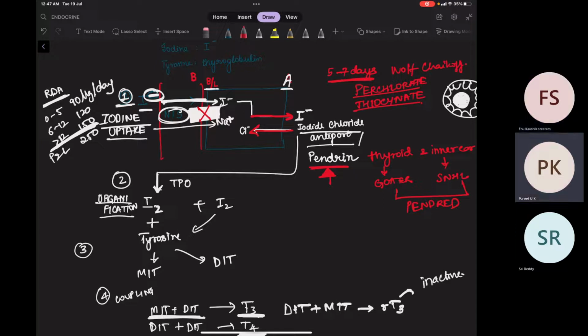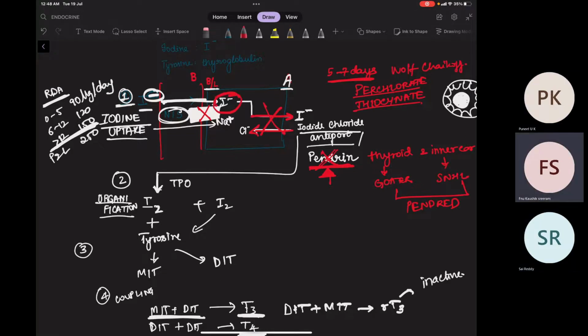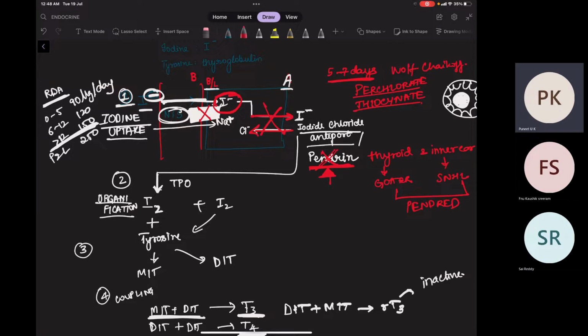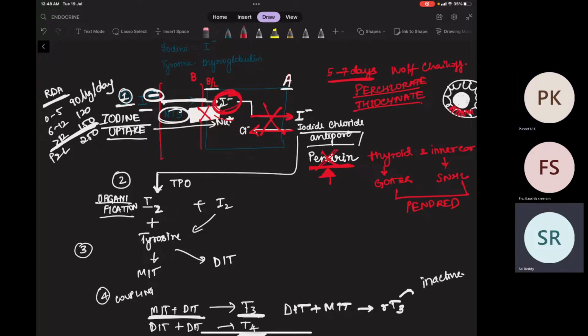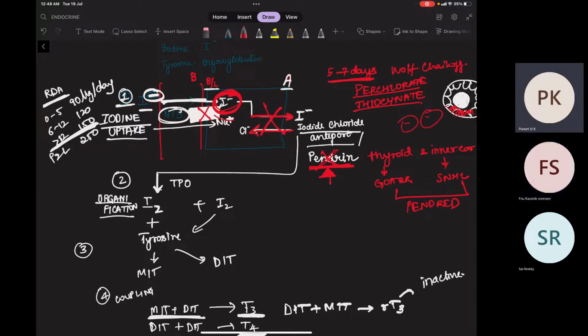So if there's a mutation to this channel, if this channel is not functioning, this exchange won't happen. So your iodine will just remain here, and thereon thyroid hormone synthesis will not occur. So your thyroid follicular cells will try to multiply more to compensate for the lack of this. Therefore, there'll be goiter.